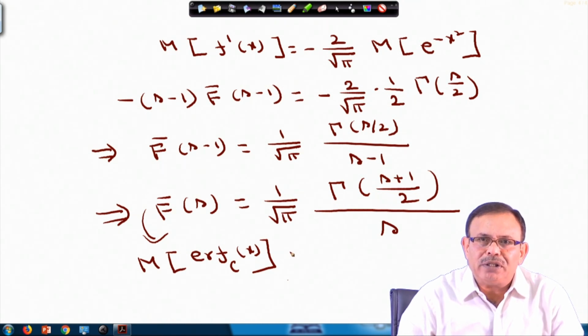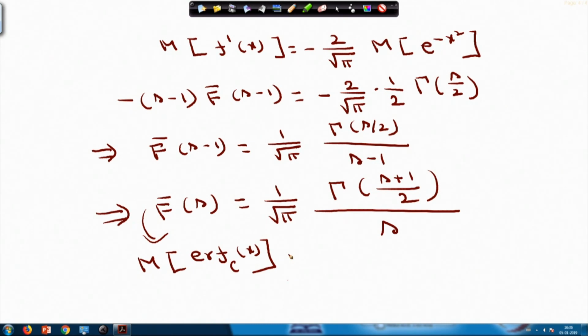So, in the next class we will continue with some more examples on the Mellin transform, and then in the subsequent lectures we will go through another important transform which we call the Z transform, which is also used in many basic statistical methods.